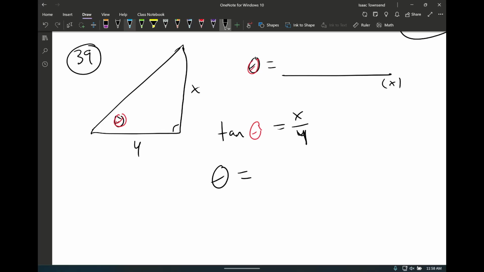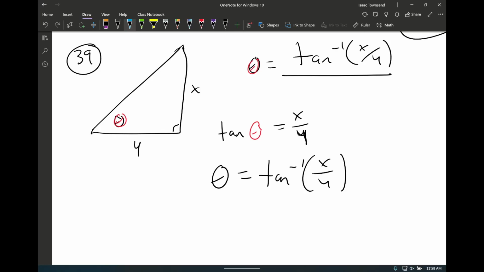To go from tangent theta equals to just theta equals, you're going to do inverse tangent. So that's what theta is equal to in terms of x. It has x's in it. If you want to find a side length, you would use regular sine, cosine, tangent. If you want angles, you do inverse sine, inverse cosine, inverse tangent. Yes?